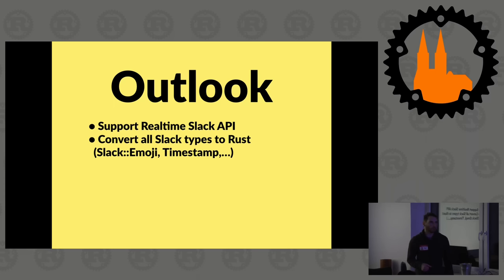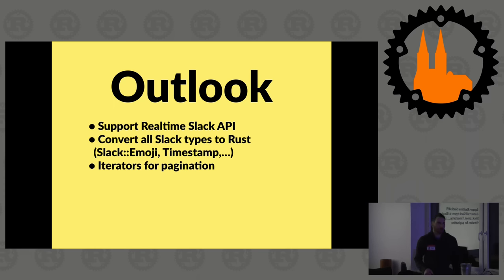For example, it would be cool to have a Slack emoji crate that has rendered all the emojis that are there in Slack, and then you can use it from within Rust. Kind of fancy. Also, timestamps could use chrono for having a semantic type system.